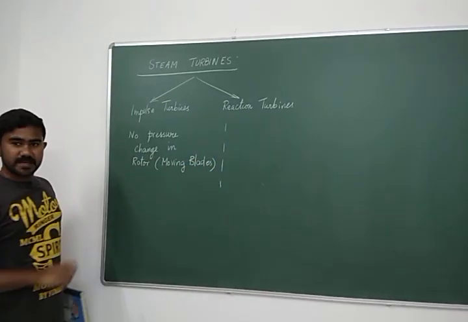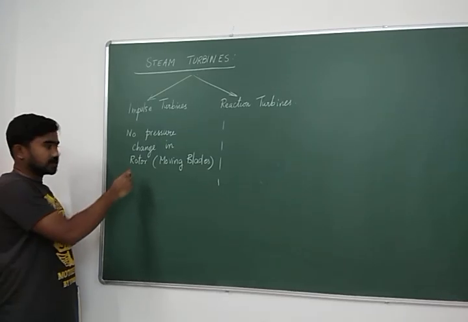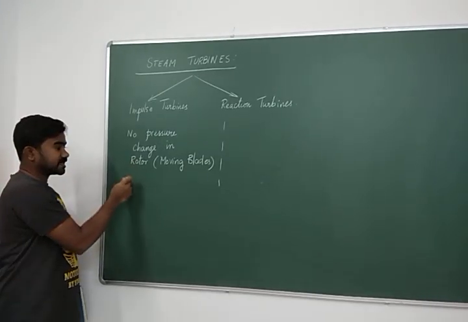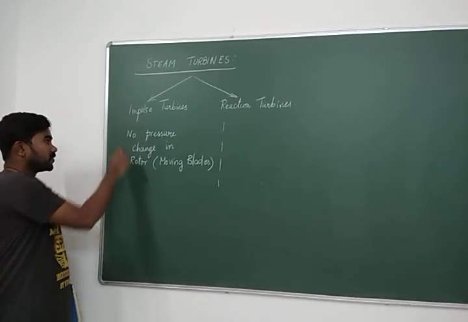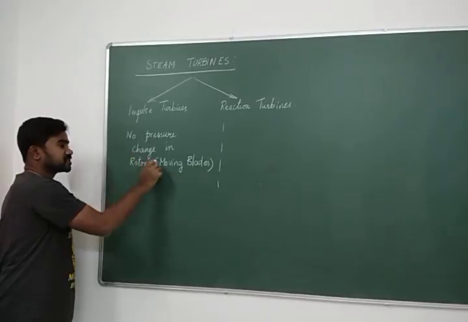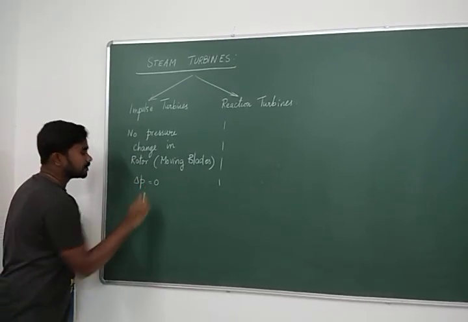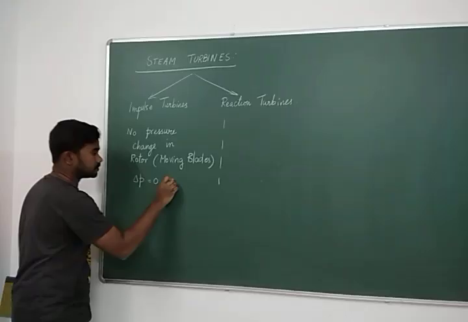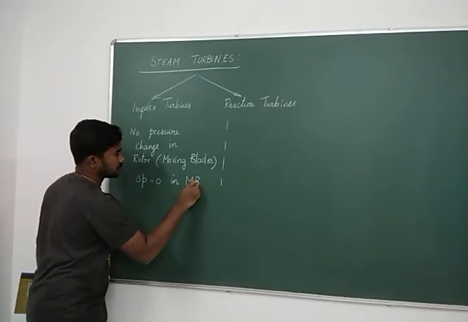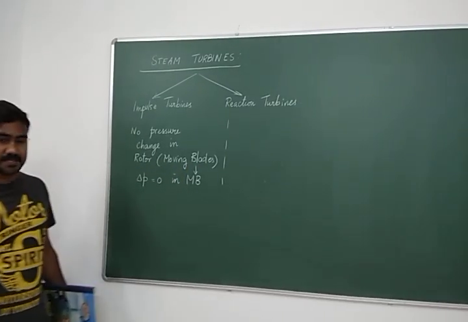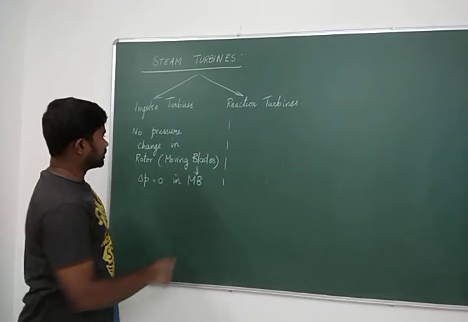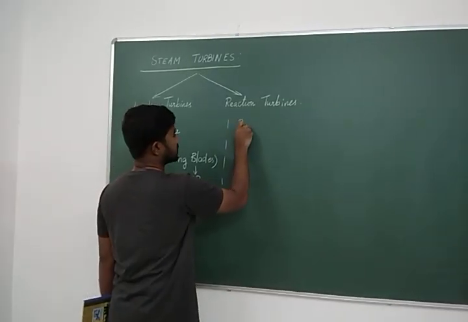Okay. There are two types of blades, rotors and stators. Rotors are the moving blades, stators are the fixed blades. For impulse turbine, there is no pressure change in the moving blades. That is, in the moving blades, delta P equal to 0. But in reaction turbines, there is a pressure change.